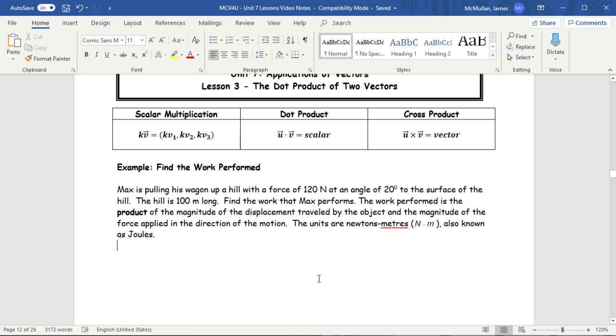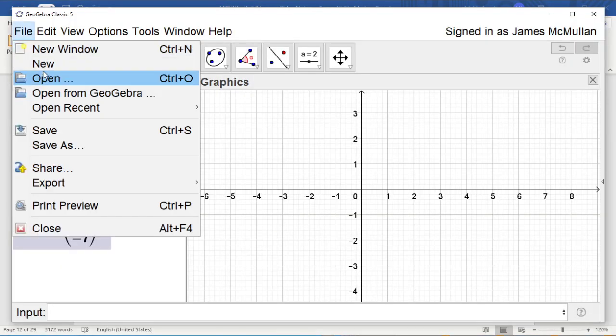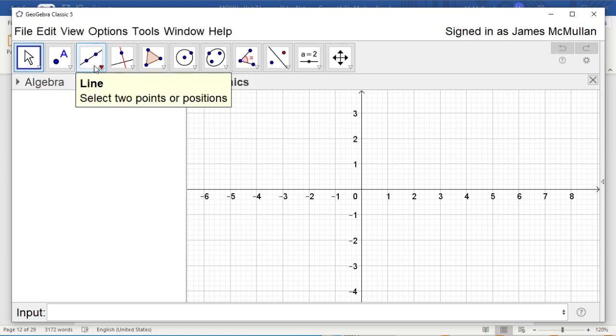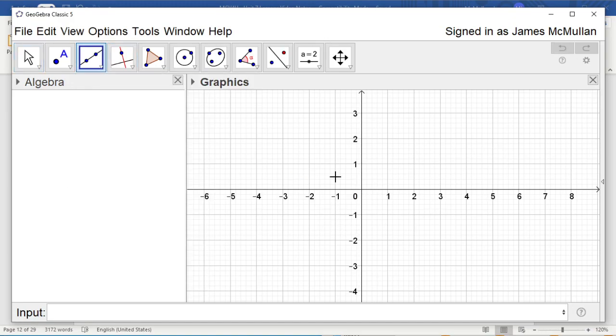Okay, so let's draw this, maybe make this a little bit easier to understand. So let's say here's the hill.